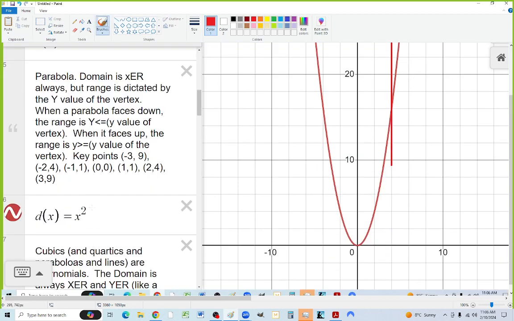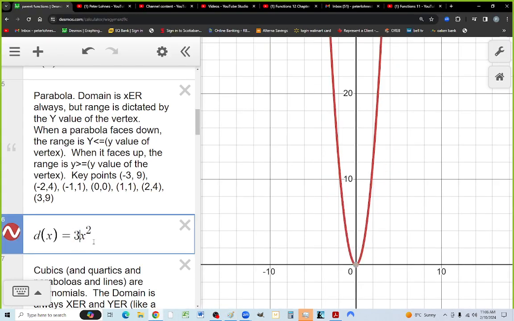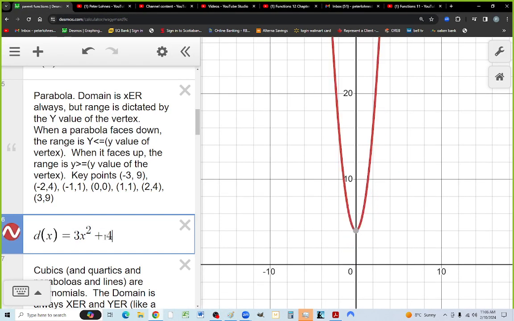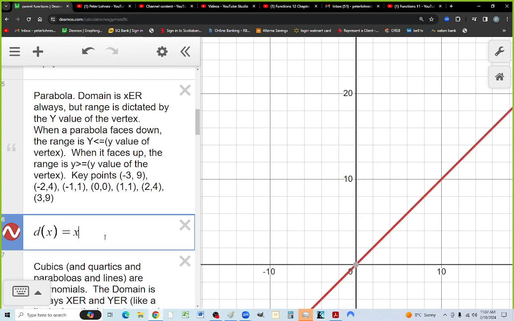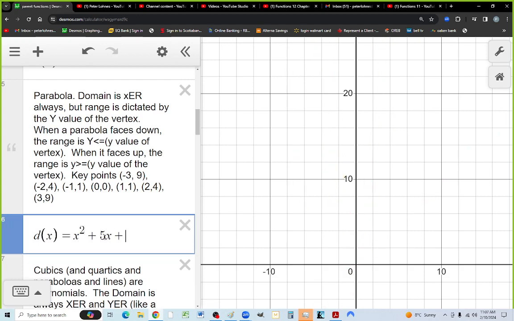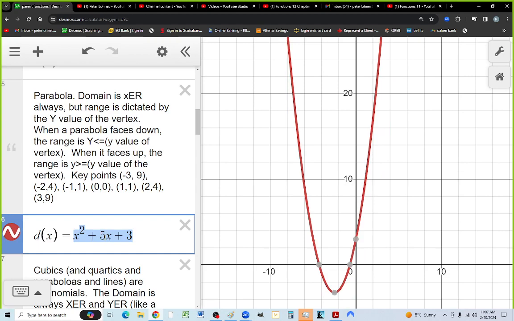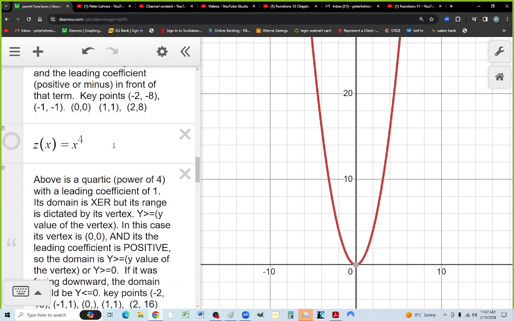A parabola will always have an x squared. Sometimes it'll have a number in front of it. Sometimes it'll have a number added to it. But it will always pass the vertical line test. Sometimes it looks like this. This is called a standard form parabola. But it's still a parabola, isn't it? Yes. And it will always pass a vertical line test. So if we can spot the formula of a parabola, we're fine.